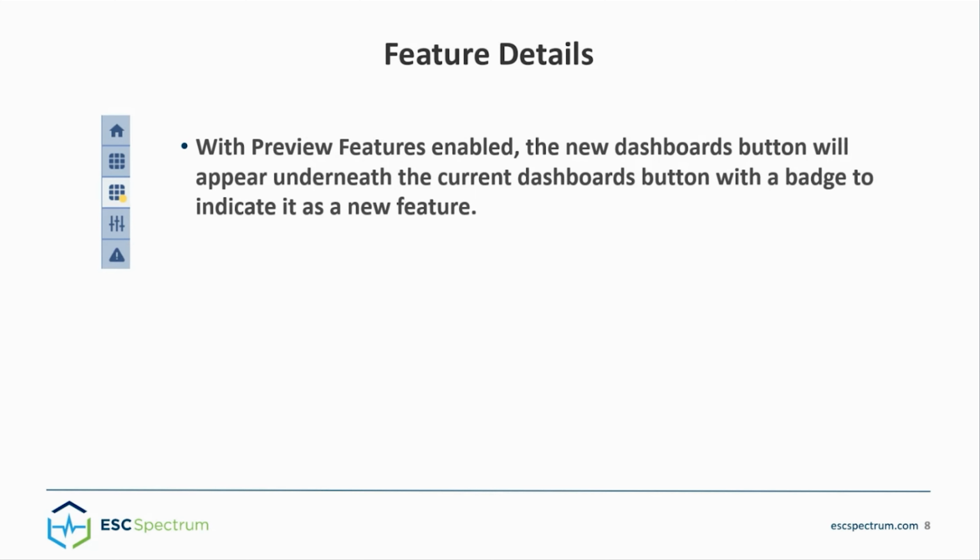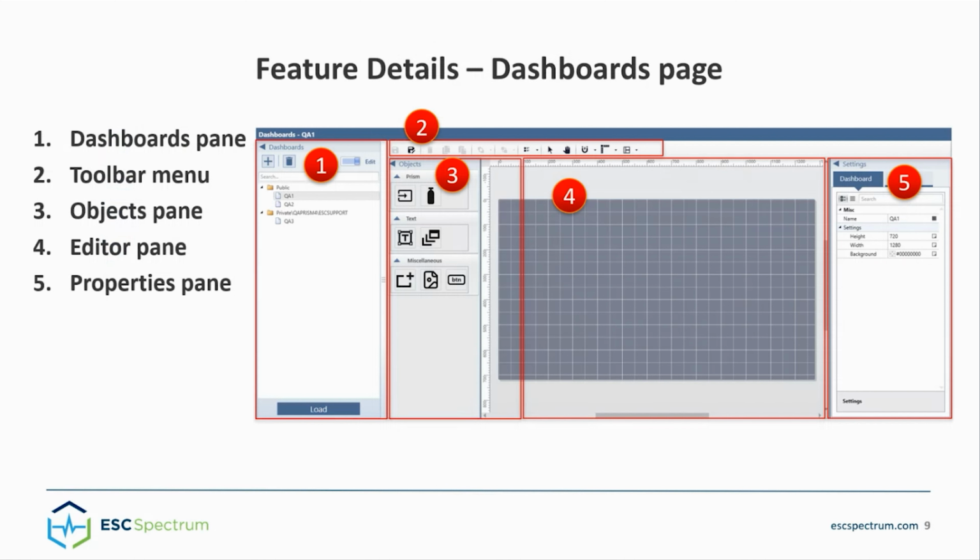And clicking on that will bring us to this dashboard page, which can be split up into sections, which I'll cover each of. On the far left, we have the dashboards pane. At the very top is the toolbar menu. And then in the interior, we have on the left the objects panel, and in the middle, the editor panel, and on the right, the properties pane.